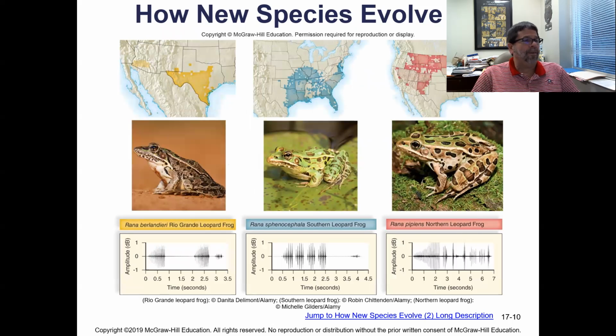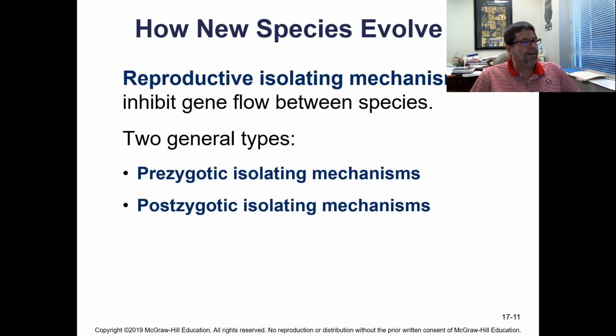So look at those, even though there's some overlap, these are three different species of that frog. And look at their reproductive sounds, the male calling the girls, trying to get them to come hither, is totally different. They're looking at those pictures. Reproductive isolation mechanisms then inhibit gene flow between two species.